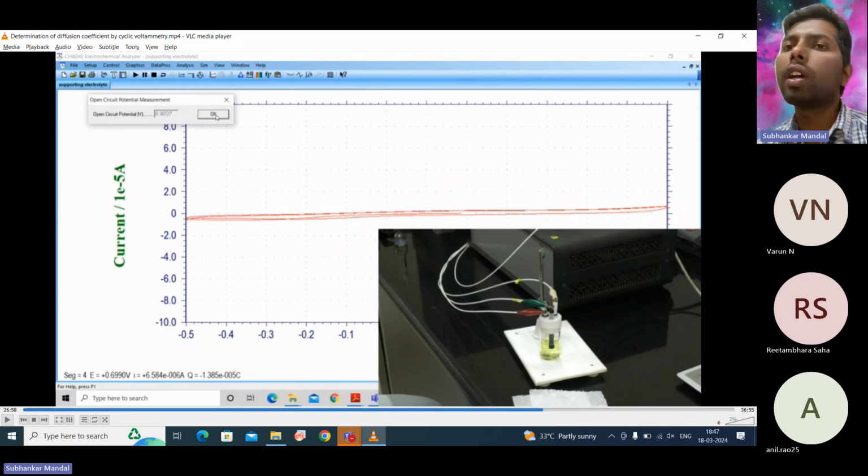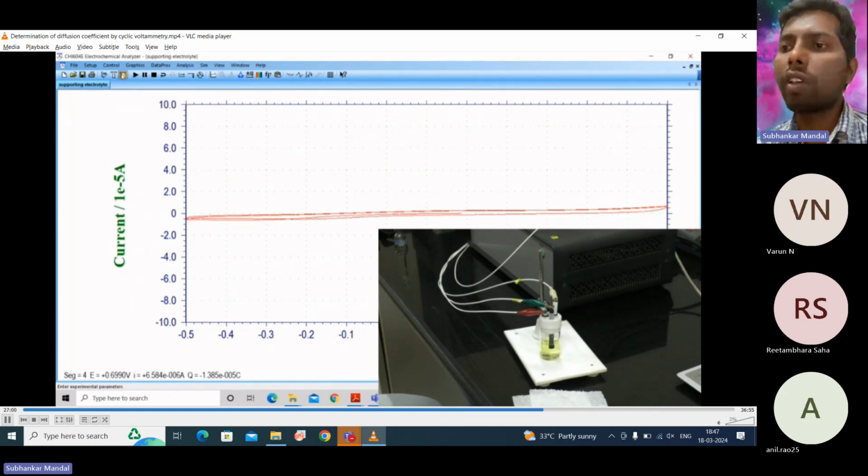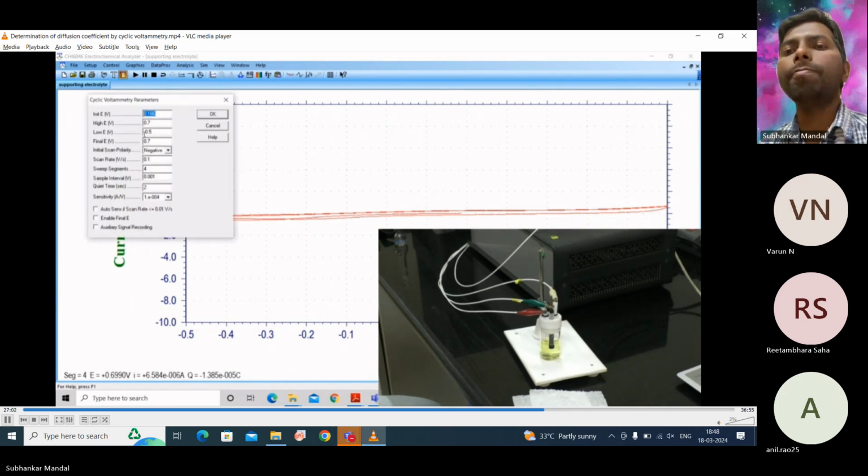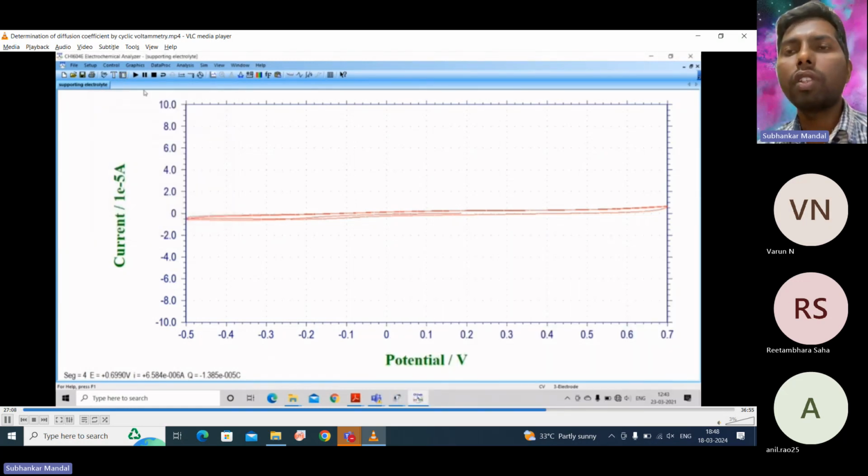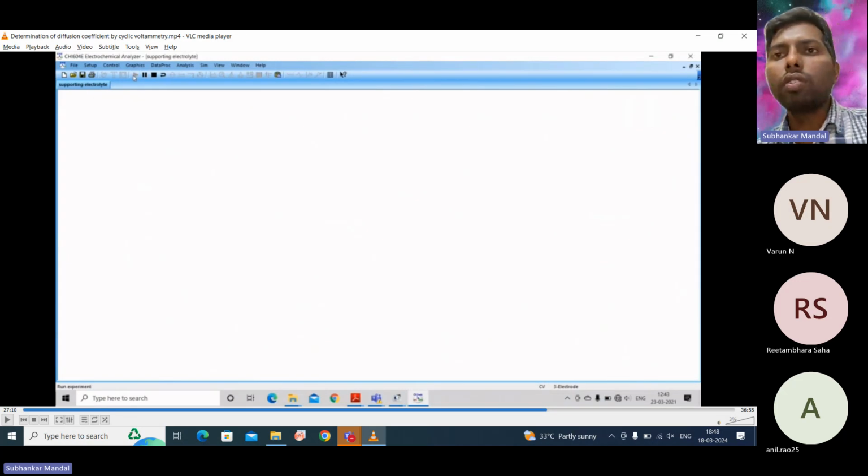We should measure the open circuit potential every time before starting the experiment, so that you can get the equilibrium potential of your system. Then you can start the experiment from that potential value only. Now we are giving 0.73 volt, and the potential window we have kept the same, 0.7 volt to minus 0.8 volt, because we don't know where the redox couple will come.